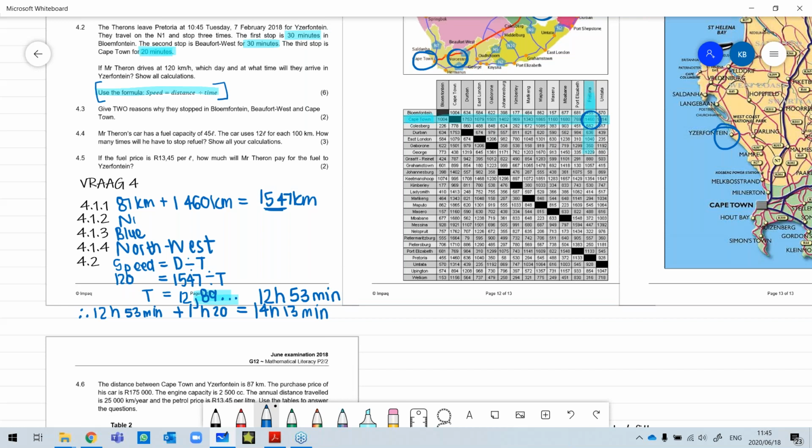They left Pretoria at 10:45. They drove for 14 hours and 13 minutes. Now, if we add these values up, 45, so it's going to be 8, 5, and 24. Now, this time indicates in 24-hour system that it's going to be 2 minutes to 1 o'clock the next morning. So they left on Tuesday and they will arrive on Wednesday morning. Okay, so that is question 4.2.